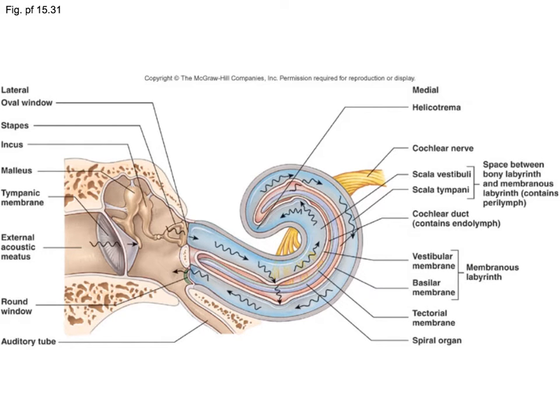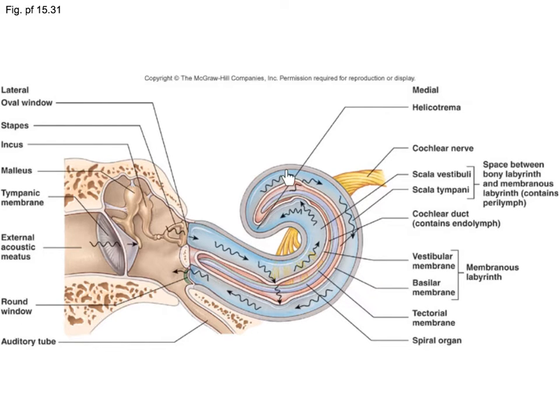So the differential elasticity of the basilar membrane means that you hear your highest frequency sounds near the oval window, and then lower and lower and lower sounds until you get all the way out to the lowest sounds, which are picked up at the helicotrema.